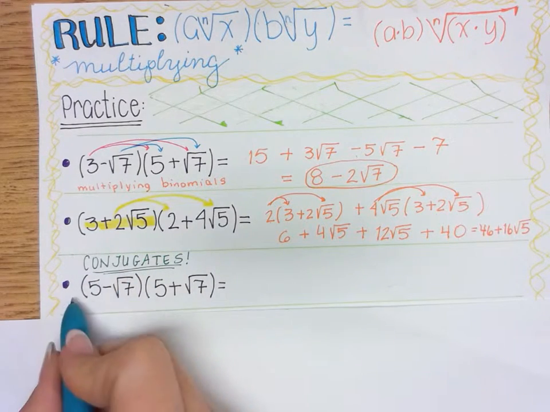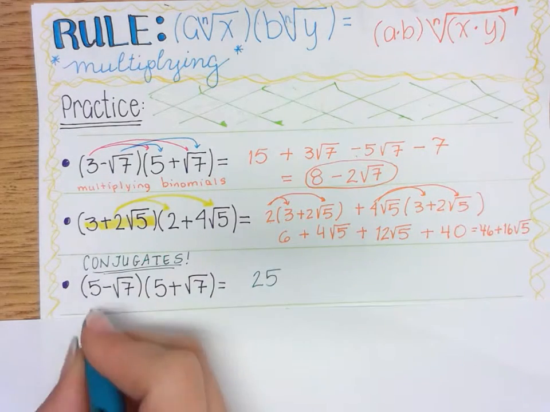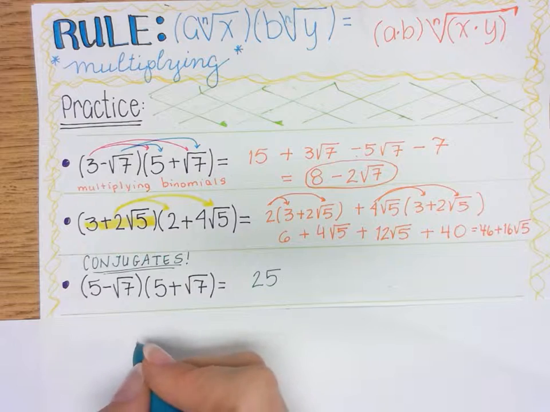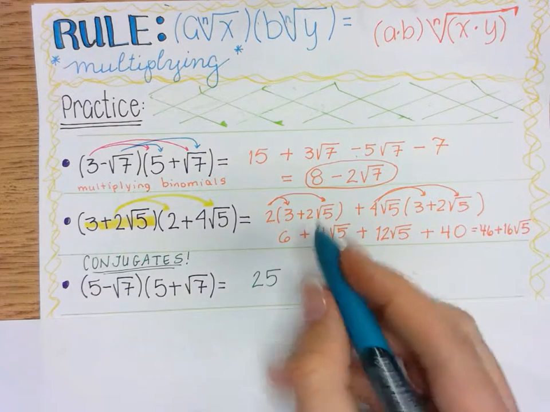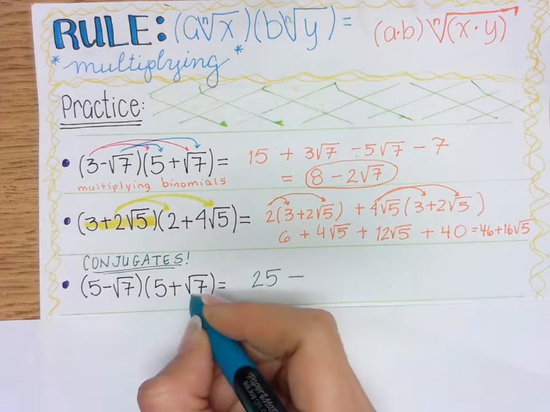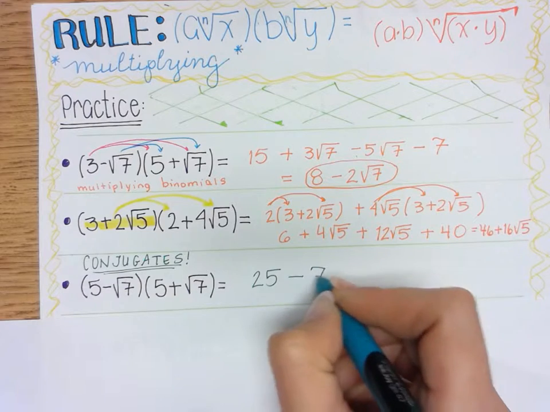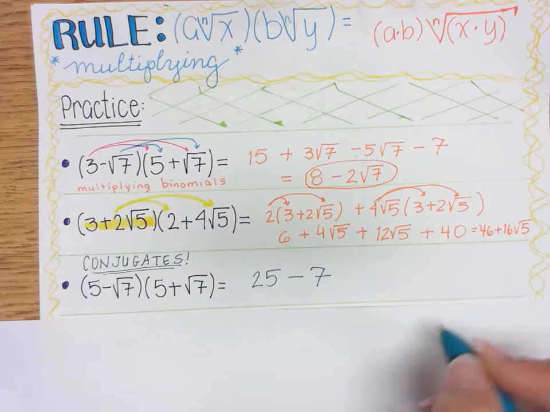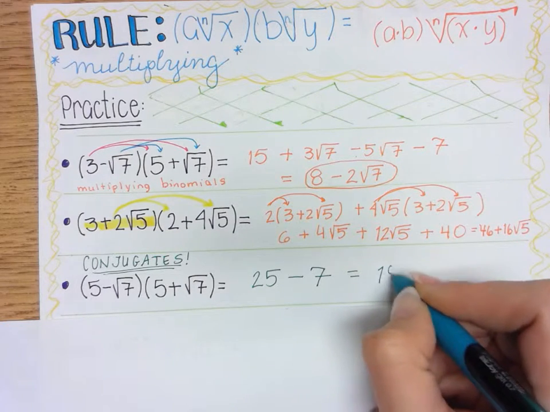So when you distribute first times first, you're going to get 25. I promise, outer and inner will cancel. You're going to have a positive 5 rad 7 and a negative 5 rad 7. It is gone. Minus square root of 7 times square root of 7. Keep track which ones have square roots and which ones don't. So it's just going to end up being minus 7. If you need to press pause and figure out why it's 7, please do so. That gives us, final answer, 18.